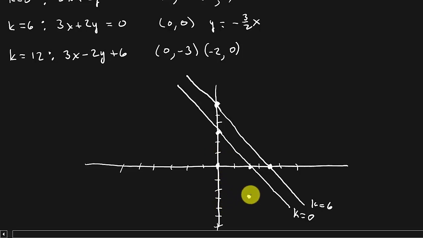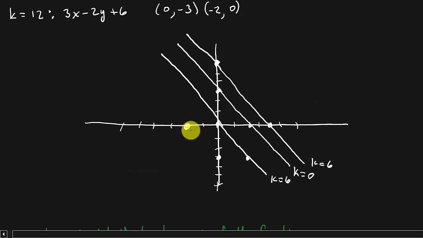So we'll go down 3 and to the right 2. And so that's this graph, and this is when k equals 6. And then the last one, I've got the point 0, negative 3 and negative 2, 0, and I draw that line, and this is when k equals 12.